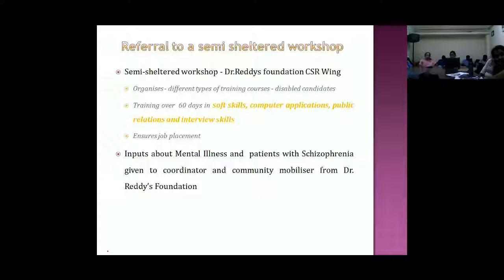Since it was the first program for Dr. Reddy's, we conducted 3 sessions to orient them on mental illness and persons with schizophrenia. The coordinator and professors from Dr. Reddy's Foundation were involved in these sessions. Dr. Reddy's Foundation provides 60 days of training in soft skills, application, public relations, and interview skills for the candidates. They ensure job placement through a panel of employers registered with them.